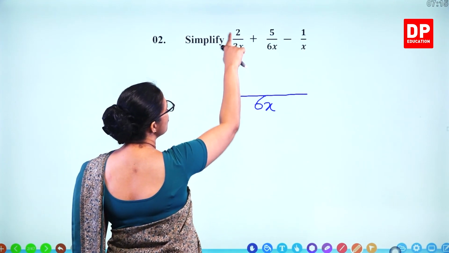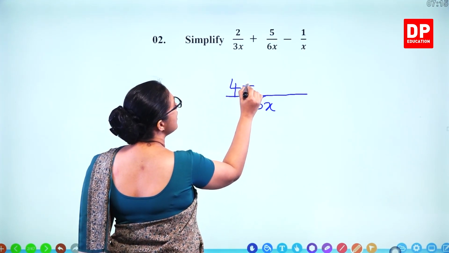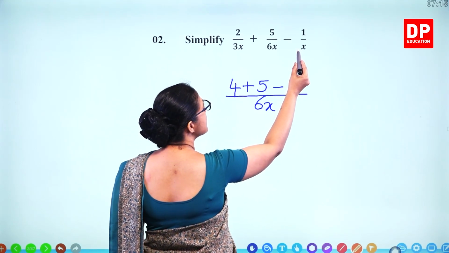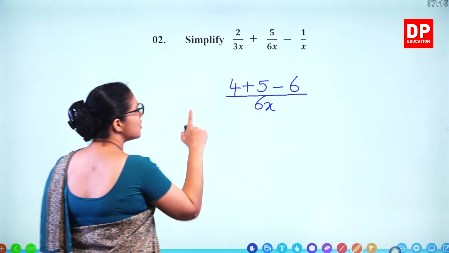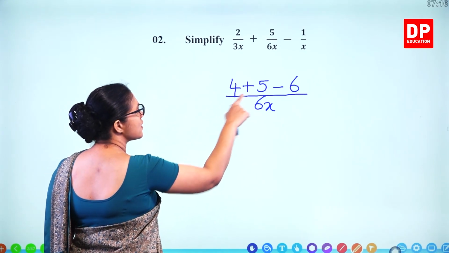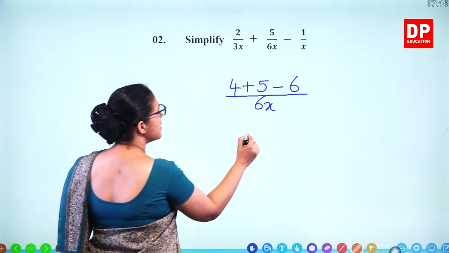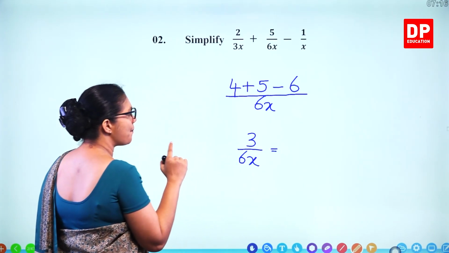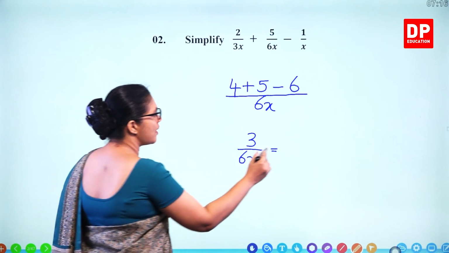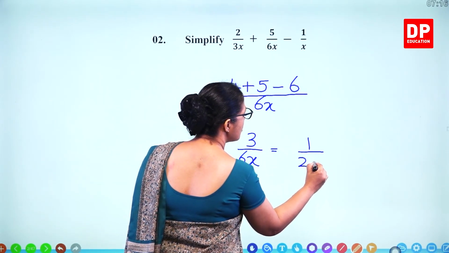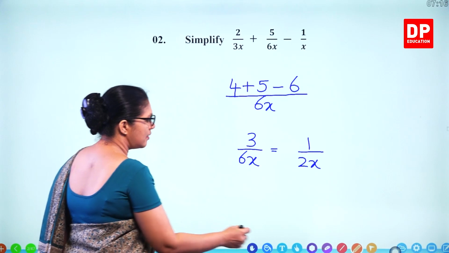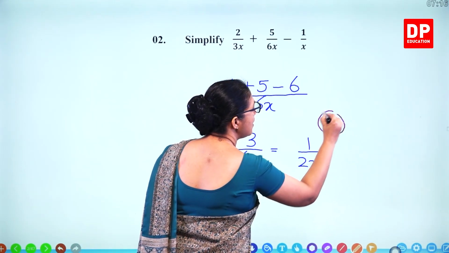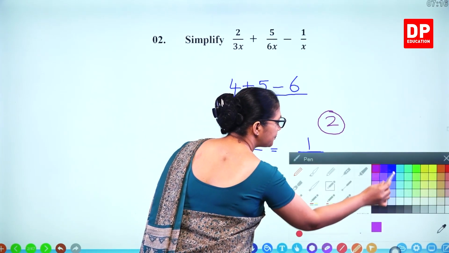Multiply this by 2. So 2 times 2, 4. Here you don't have to do anything. This one multiply by 6. 6 times 1, 6. Just add it: 4 plus 5, 9, 9 minus 6, you get 3, 3 over 6x. Then when you simplify this by 3, you get 1 over 2x. So you get 2 marks for each question in paper 1 part A.